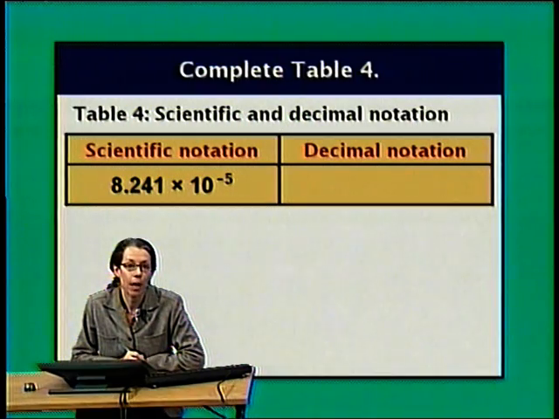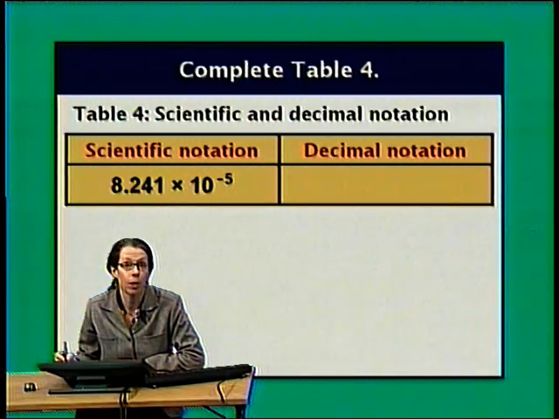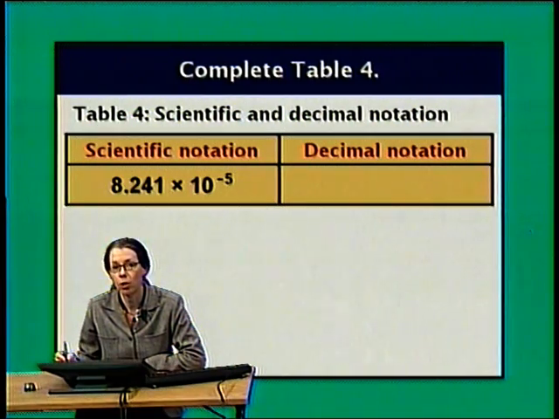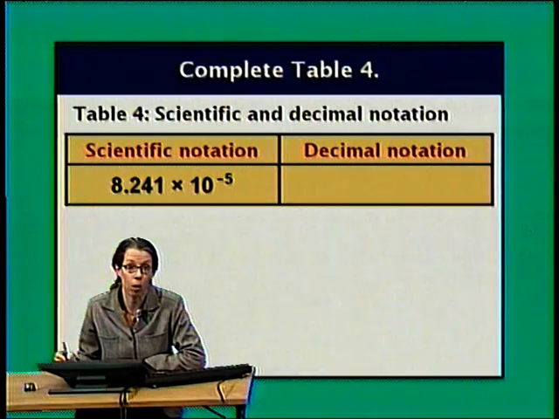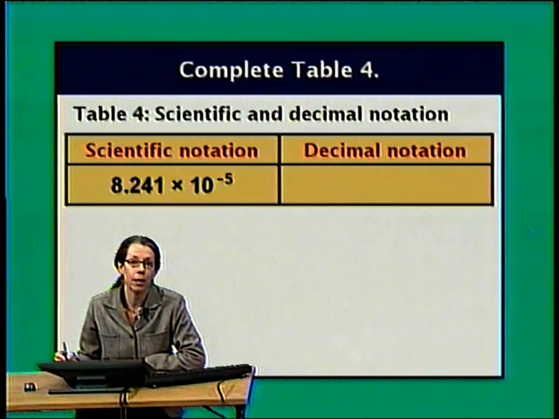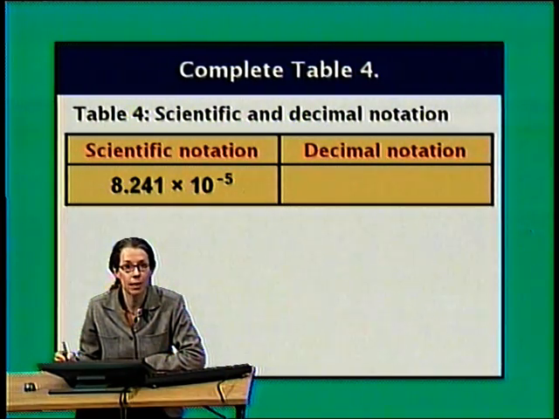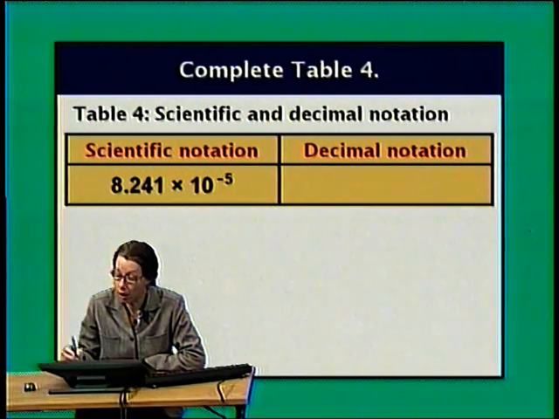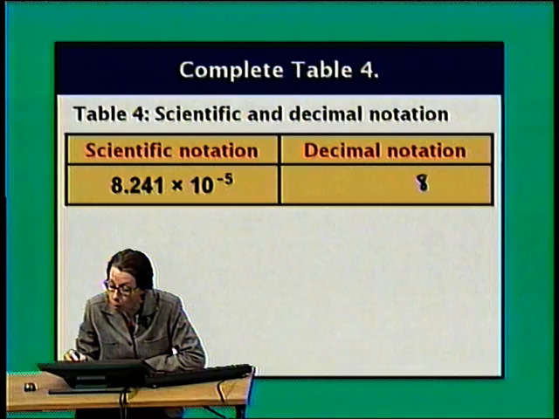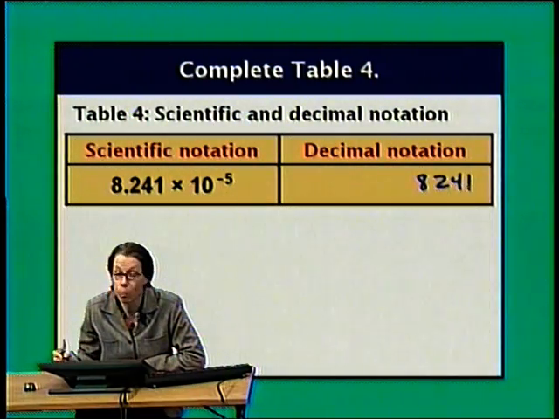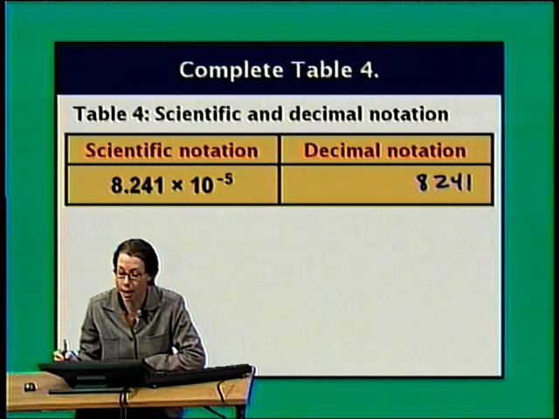Here we have 8.241 times 10 to the negative 5. Now when we have a negative exponent on our power of 10, we're looking at a relatively small number. When we rewrite this in decimal notation, we should see this. So I'm going to start by writing the digits in my mantissa, and I'm going to put them here kind of far to the right, because I know my decimal point is going to be moving to the left.